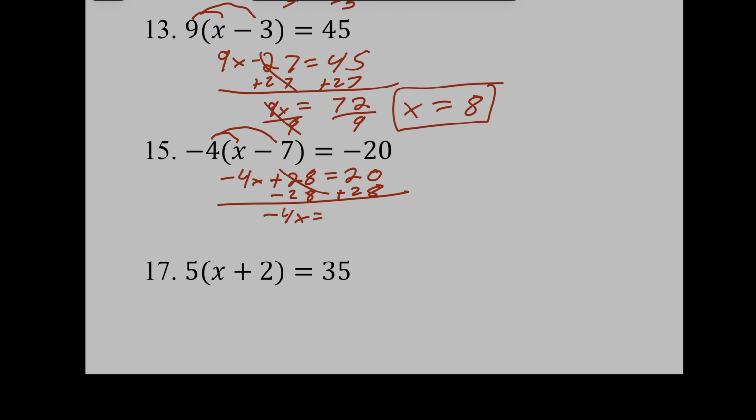Now, add a line, change a sign. Signs are different, subtract, keep the sign of the bigger number. Divide by the negative 4. Boom, x equals a positive 2, because negative divided by negative is a positive.